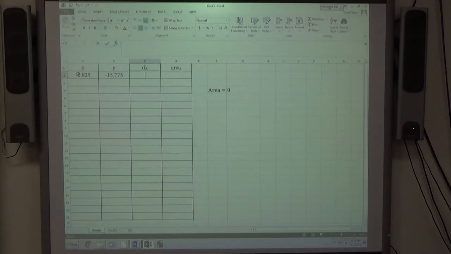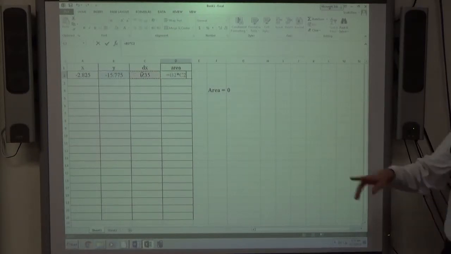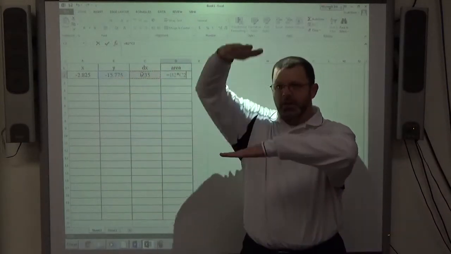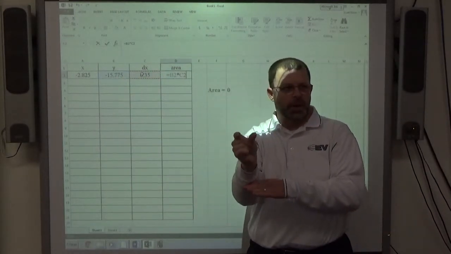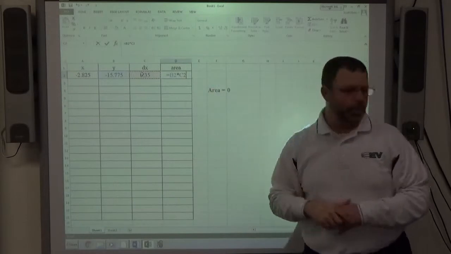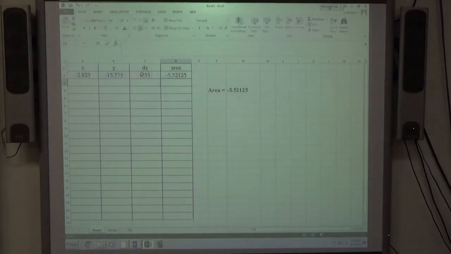Delta x is 0.35. So I just type in 0.35. And the area is always going to equal this times this. So it's always the y, which is the height of the rectangle, times dx, the width of the rectangle. So B2 times C2, enter. And just like that, I've got the area of the first rectangle.